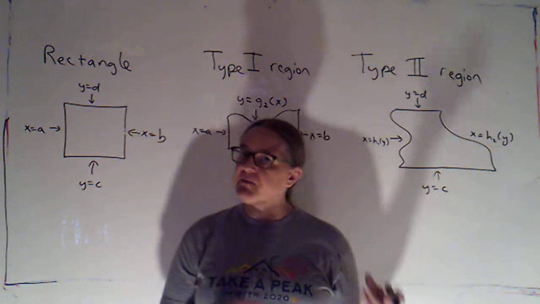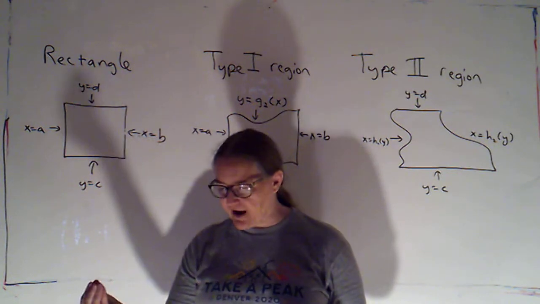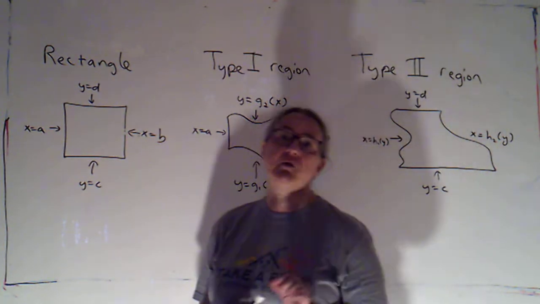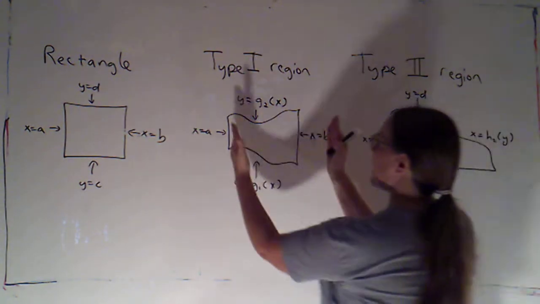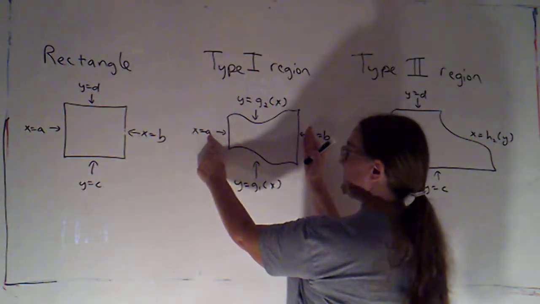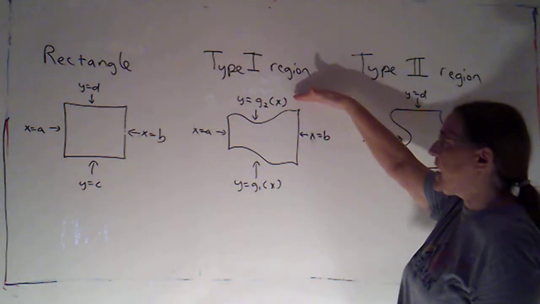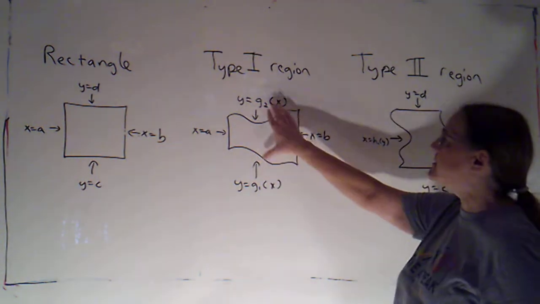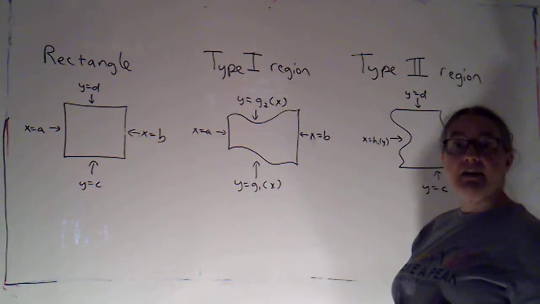Now with type 1 and type 2 regions, we're going to keep 2 of the boundaries as constant, either the left and the right or the top and the bottom. But we're going to replace the other 2 with continuous functions. So a type 1 region would be something where I've got constant boundaries on the left and the right side. So x is varying from a fixed number a to a fixed number b, but the bottom and the top boundaries I'm going to replace with y equals g1 of x and y equals g2 of x, where those are going to be continuous functions. So the top and the bottom are allowed to curve.